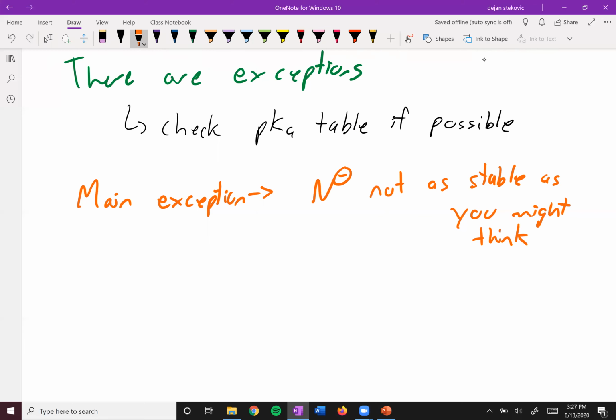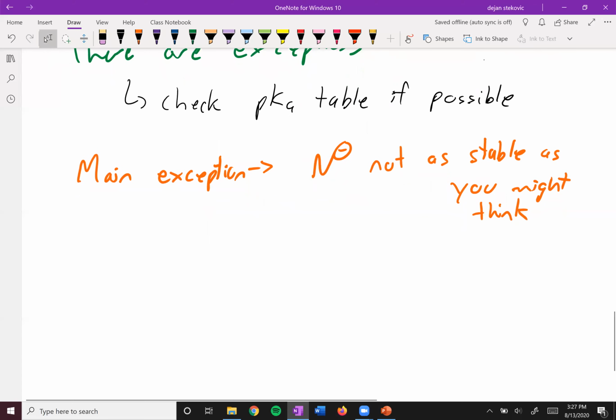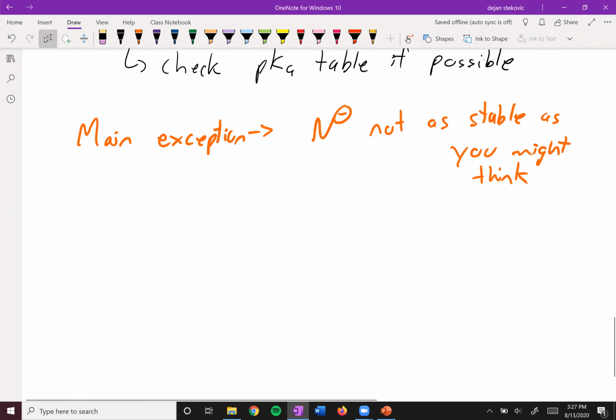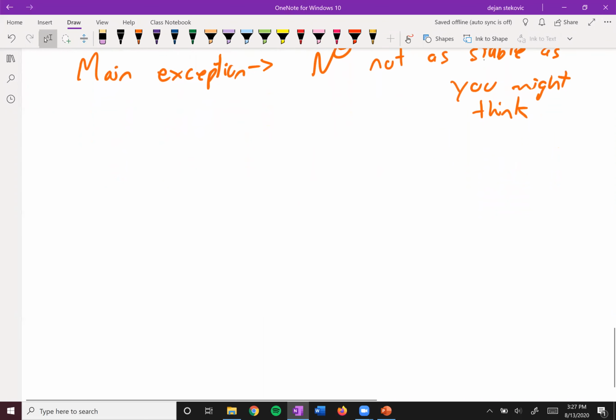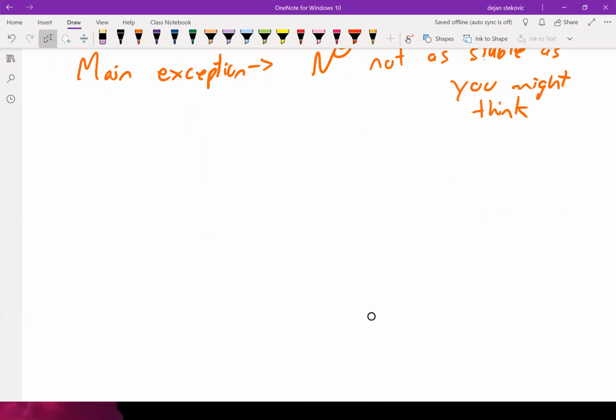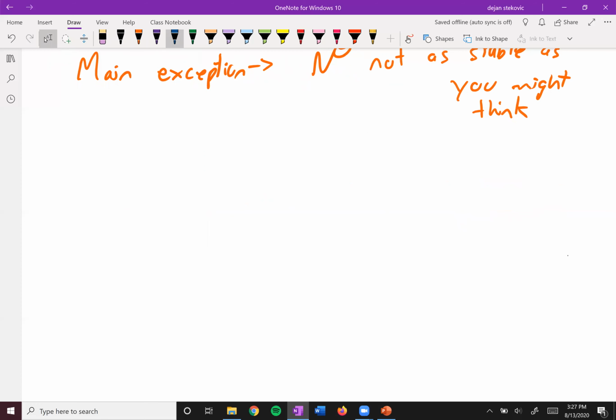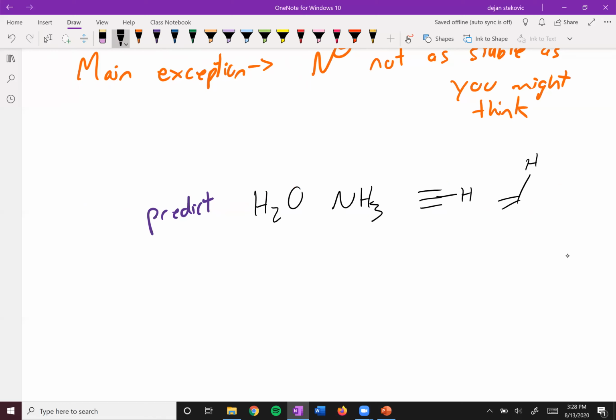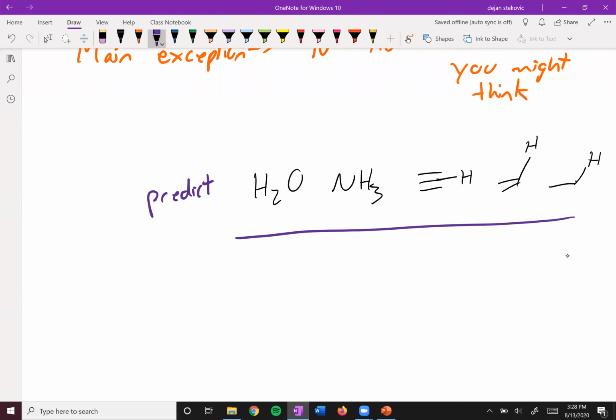It's a relatively electronegative element, and so students often think a negative charge on a nitrogen is not that big of a deal, but it's not quite as stable as what you would think. And so maybe what you would predict here in this series of molecules, water, NH3, and sp carbon, sp2, and then sp3 carbon attached to a hydrogen, is that as we're going to the left we become more acidic.